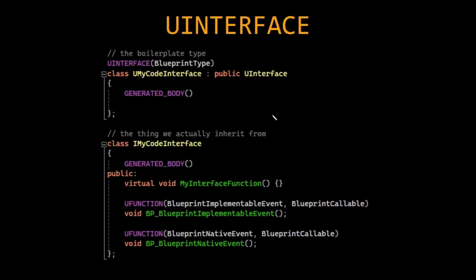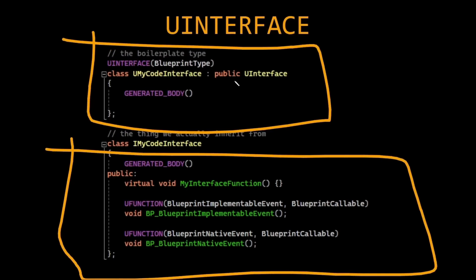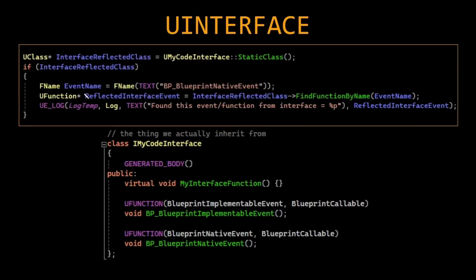And UINTERFACE, we have this UINTERFACE type, and then we have the type you actually inherit from. You can see my video on interfaces about that. And that just seems to use UCLASS. There's not a specific one here. So you can get the static class of that UClass and do some reflection here by finding function by name, event name, similar to what we've seen.